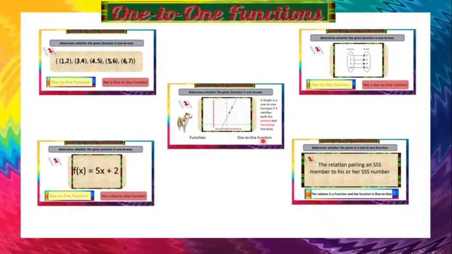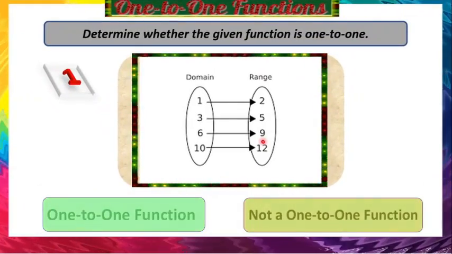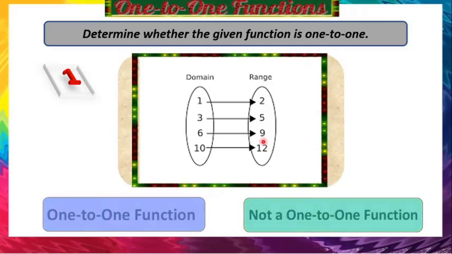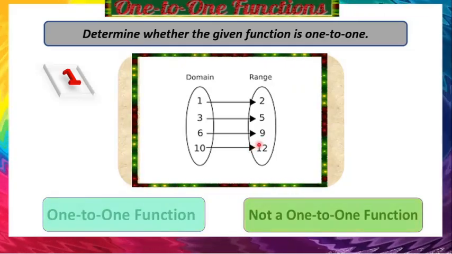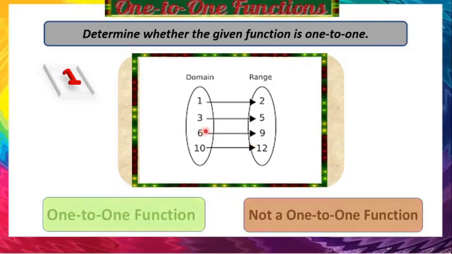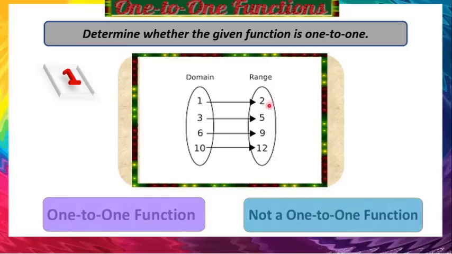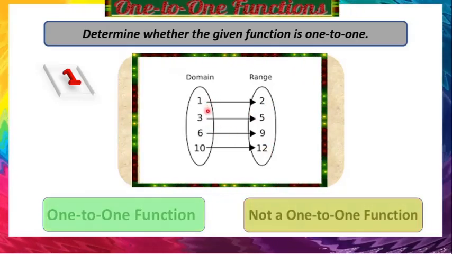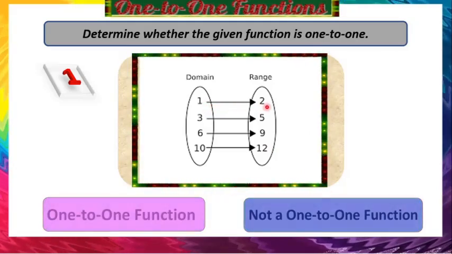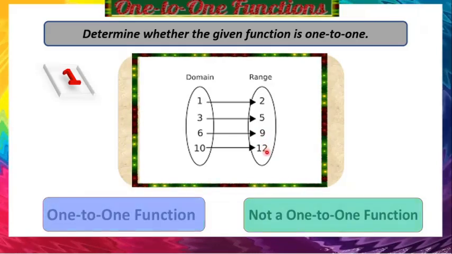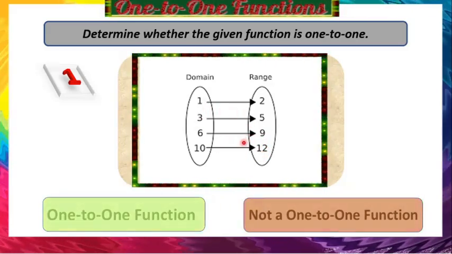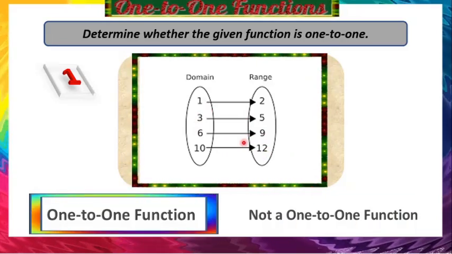Okay, next, mapping diagram. How do we determine whether a mapping diagram is a one-to-one function? Simply, we inspect the elements of our domain and our range. As you can see, each element of our domain is paired to each element of our range. So this is an example of a one-to-one function.